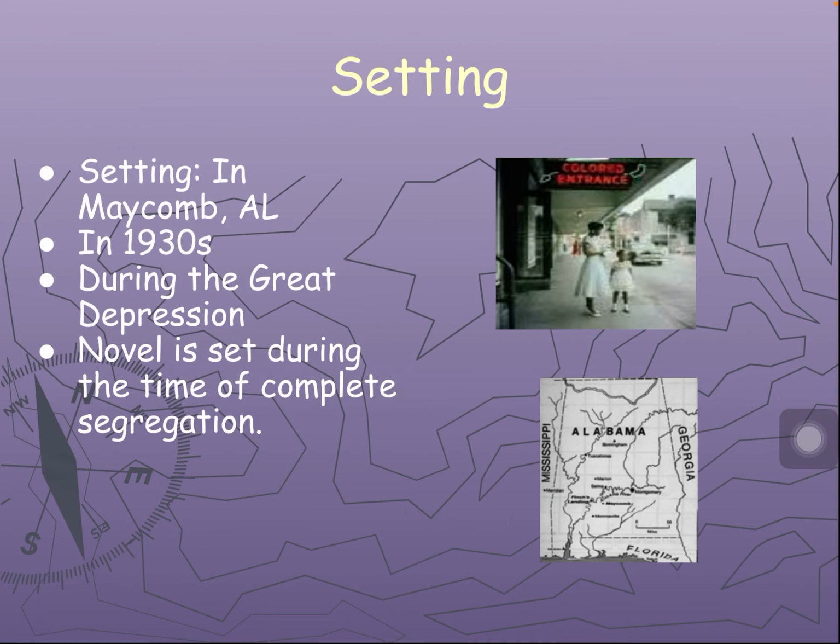The novel is also set during a time of complete segregation, so that means that blacks and whites, everything was separate: water fountains, churches, schools. There's a lot of racism, a lot of separation that was present. And we're only about 65 to 70 years post-slavery at this point as well. So we'll see that dynamic and how a lot of people are still struggling.